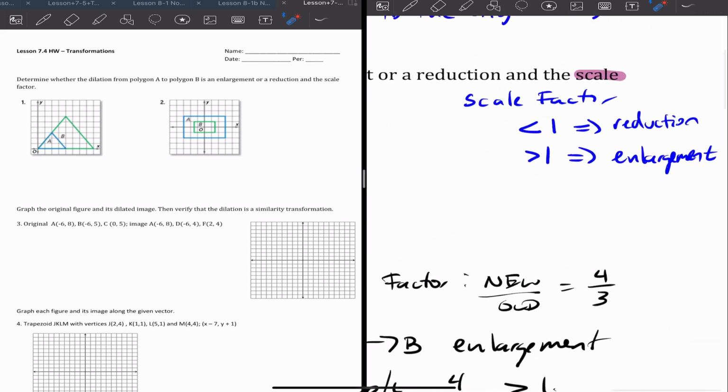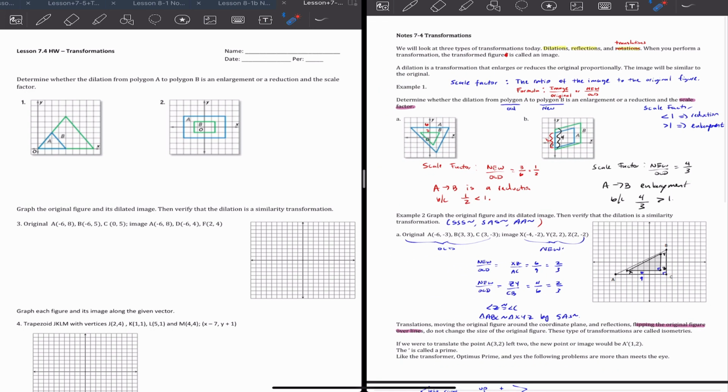The rule: if the scale factor is less than 1, that means it's a reduction, and if your scale factor is greater than 1, that's an enlargement. Once you figure that out and understand the notes, you're able to do these two problems here.